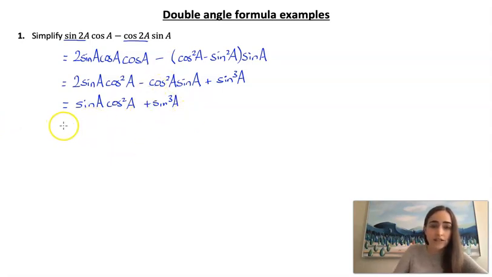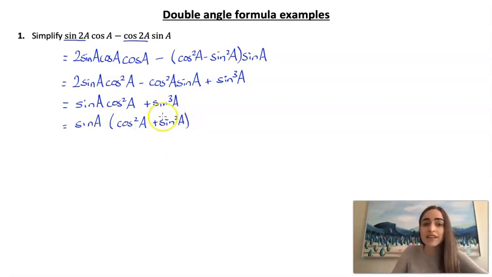Now if we factorize that, we can pull a sine a out the front. So we'll end up with a cos squared a plus sine squared a. And we know from our trig identities that cos squared plus sine squared is just 1. So this whole bracket becomes 1, which will just leave us with sine a as our simplified version.